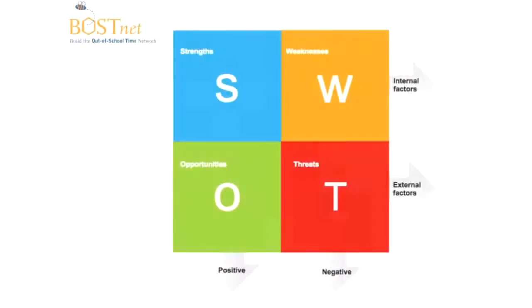So a SWOT analysis is a planning tool that looks at internal and external factors in order to evaluate a project or a business concept. SWOT stands for strengths, weaknesses, opportunities, and threats. Here you can see a picture of what a SWOT analysis would look like.